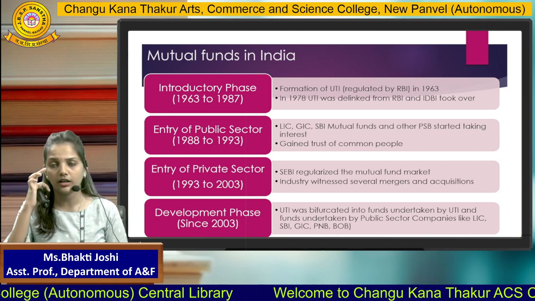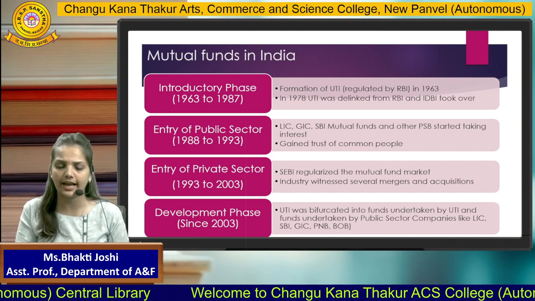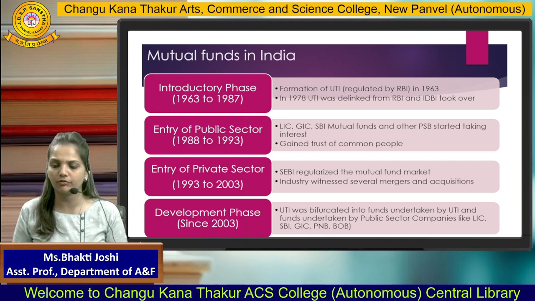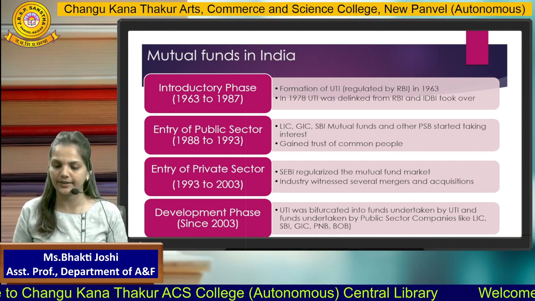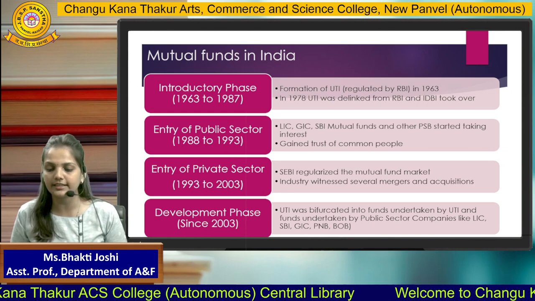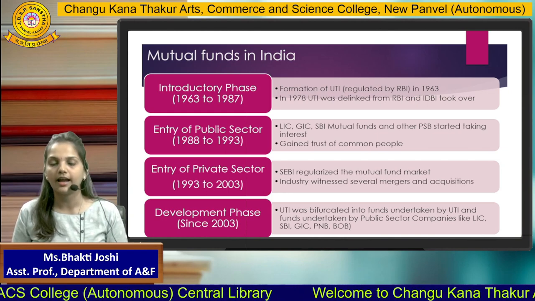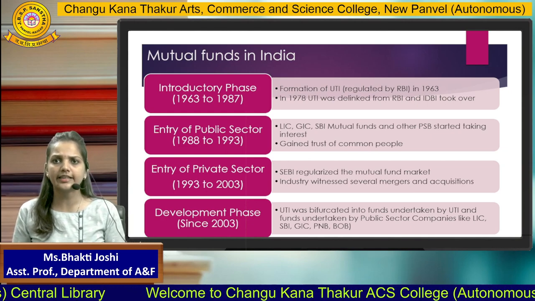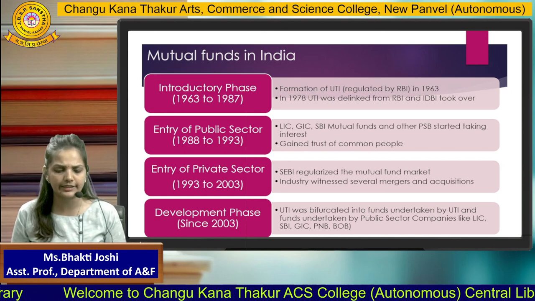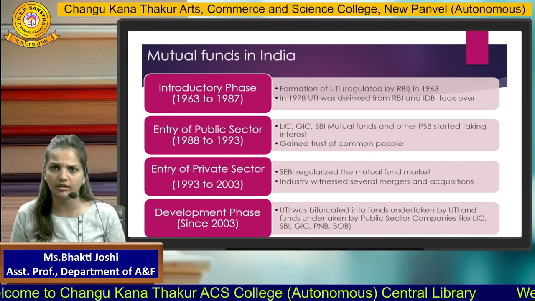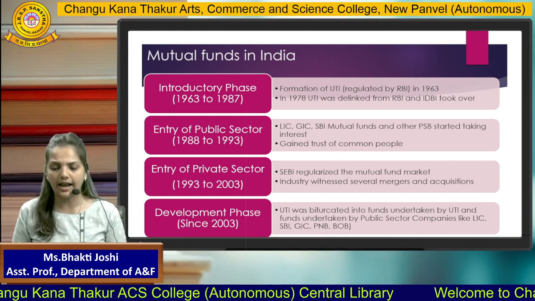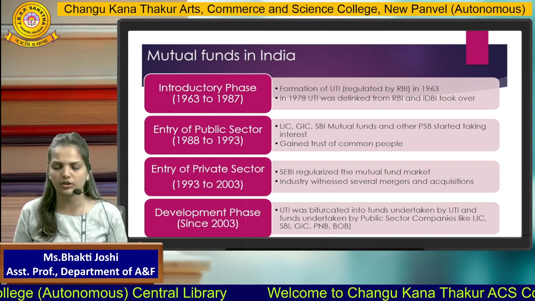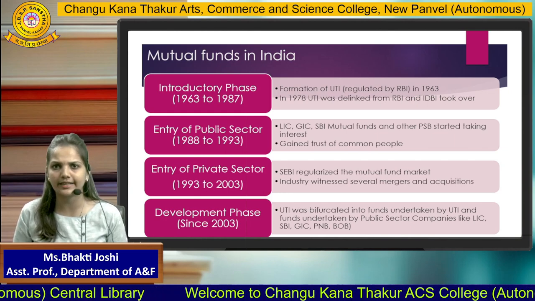Mutual funds in India, the introductory phase, was between 1963 and 1987. In 1963, UTI, Unit Trust of India, was formed, and it was regulated by RBI. After certain years, in 1978, it was delinked from RBI, and IDBI took charge of Unit Trust of India. After the economic revolution of the 1990s, public sector and private sector players also entered this market, and LIC, SBI Mutual Fund, PSB also started taking interest in mutual funds, as well as private players like Axis, ICICI and others.